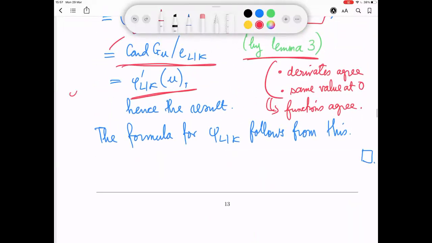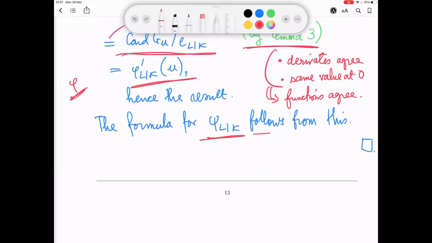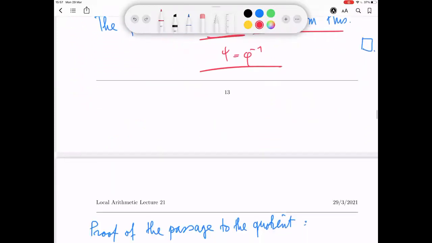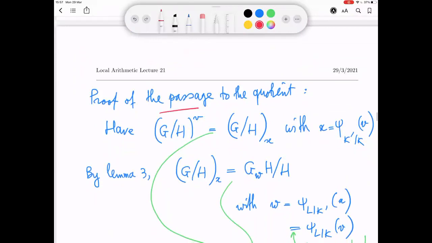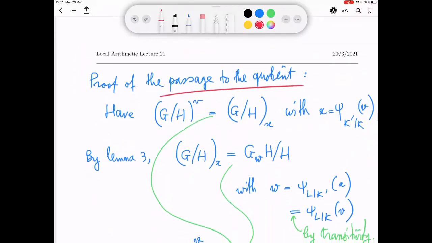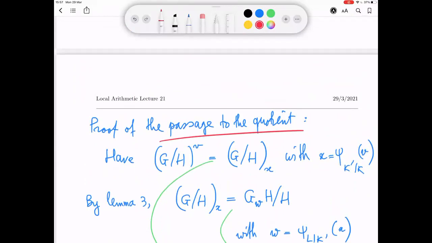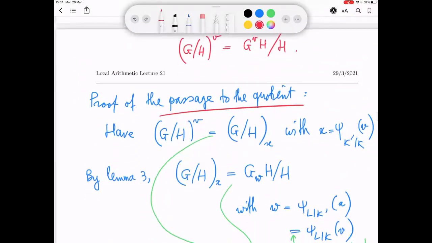How about the transitivity for psi? It follows from the one for phi, because psi is equal to phi inverse. So if you have transitivity for one, you get it for free for the other. So now you have the proof of the passage to the quotient. Which means that, what is it? I have to prove that (G mod H)_V is G_V H modulo H. That's what I have to prove.